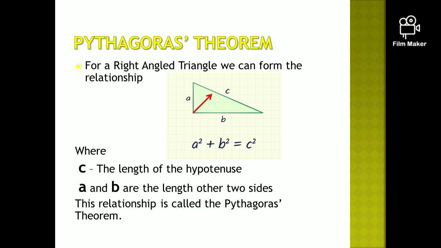In a right angle triangle, if you square the length of the hypotenuse, that is equal to the addition of the squares of the other two sides. That is what the Pythagoras theorem says. That means we take the length of the hypotenuse and square it, then we take the lengths of the other two sides and square them, and if you add the squares of the other two sides, that is equal to the square of the hypotenuse. That is what the Pythagoras theorem means, in another way.